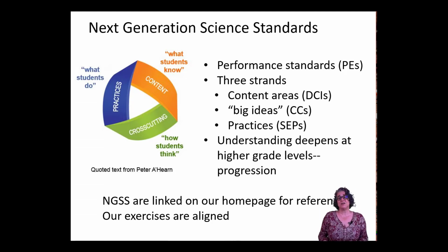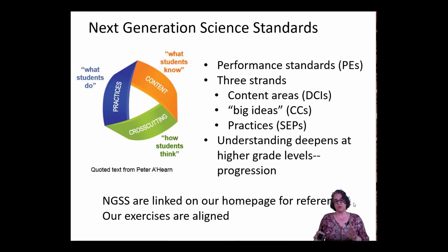So things like scale being important or noticing patterns are cross-cutting concepts. And then there are science and engineering practices. And the practices are things that scientists do. For example, scientists use computational thinking. Scientists make calculations. That's a scientific practice. And all of these are meant to be addressed by the Next Generation Science Standards.